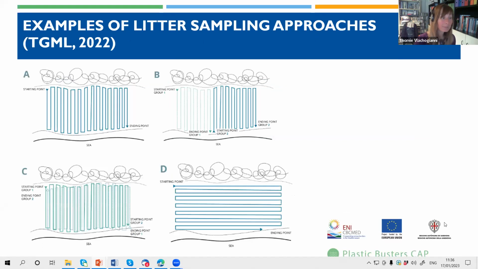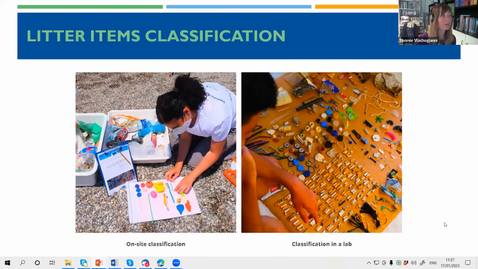Regarding the sampling approaches and how to collect the litter items from the sampling unit, here you can see different routes and paths that the surveyors can follow, either working vertically or parallel to the strand line, starting from the same point or meeting in the middle of the 100-meter transect, and so on and so forth.